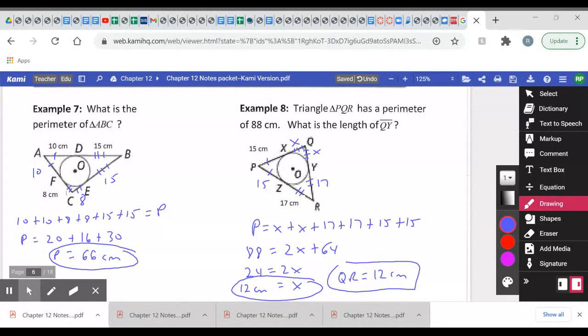And, oh, it actually says QY. Can't make mistakes here. Okay, there we go. All right, so that's the end of notes 12.1. Just let me know if you have any questions.